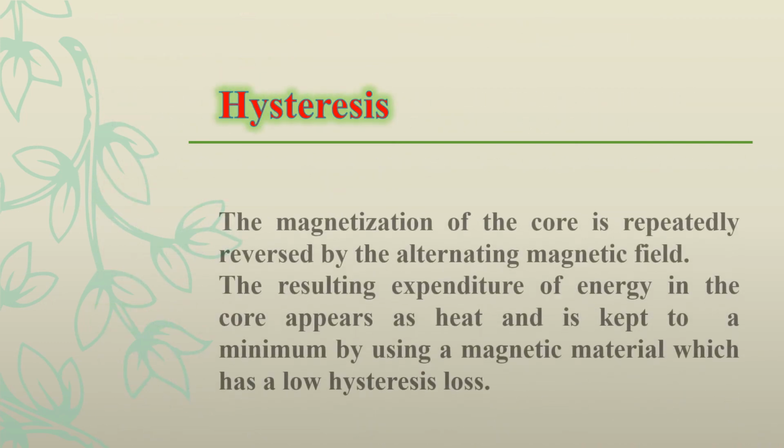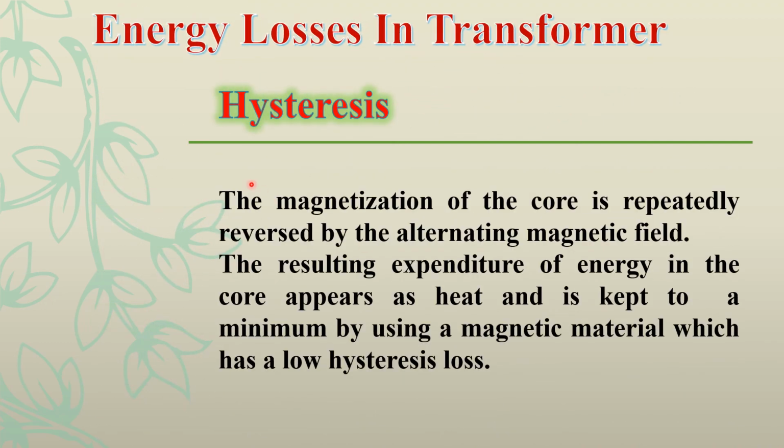Another cause of energy losses in a transformer is hysteresis. The magnetization of the core is repeatedly reversed by the alternating magnetic field. Due to the alternating magnetic field, magnetization of the core is reversed. The resulting expenditure of energy in the core appears as heat and is kept to a minimum by using a magnetic material which has a low hysteresis loss. So we can minimize this effect by using a magnetic material having low hysteresis loss.